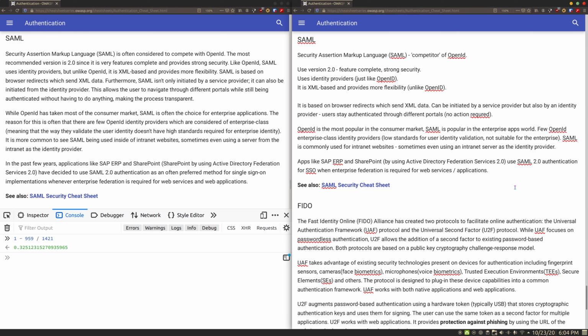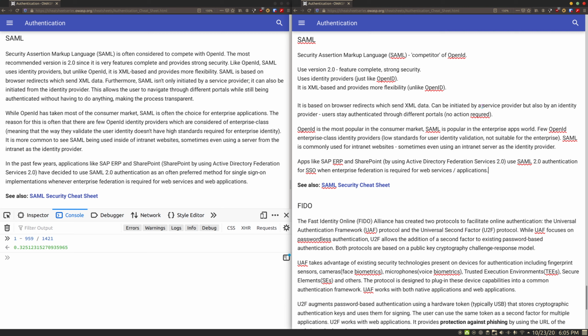SAML, Security Assertion Markup Language, competitor of OpenID. Use version 2.0. Feature complete, strong security. It uses identity providers just like OpenID. It is XML based and provides more flexibility, unlike OpenID. It is based on browser redirects which send XML data.